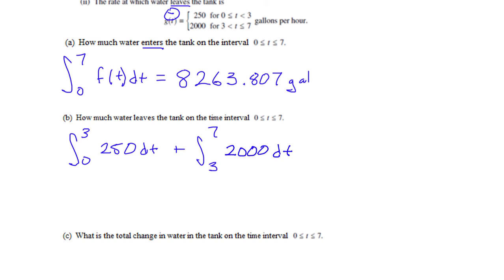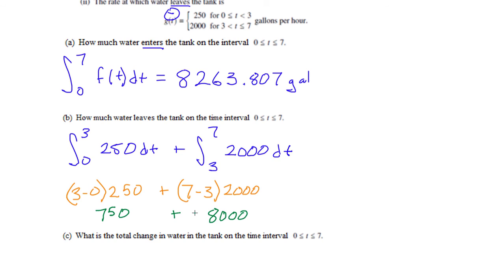Okay, this one is just mental math. This is going to be 3 minus 0 times 250. Again, you do the end minus start times the number, plus end minus start, so 7 minus 3 times 2,000. That's 3 times 250, which is 750, and 4 times 2,000, which is 8,000. So 8,750 is our final answer, and that's in gallons again. That's how much is leaving the tank. So more is leaving the tank than is entering the tank.